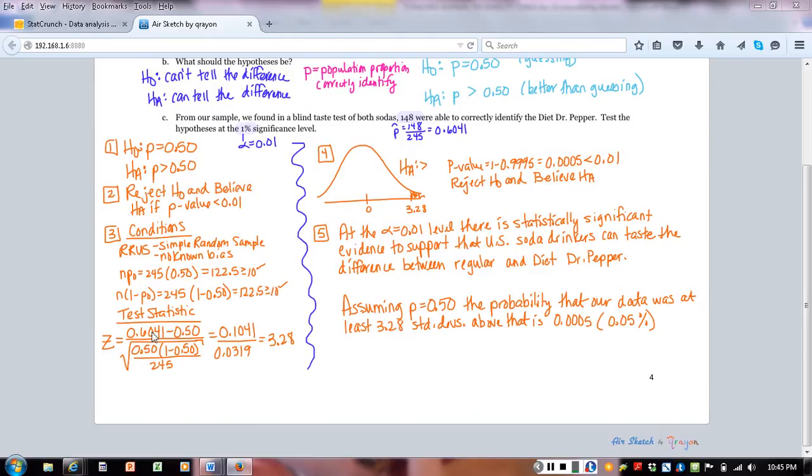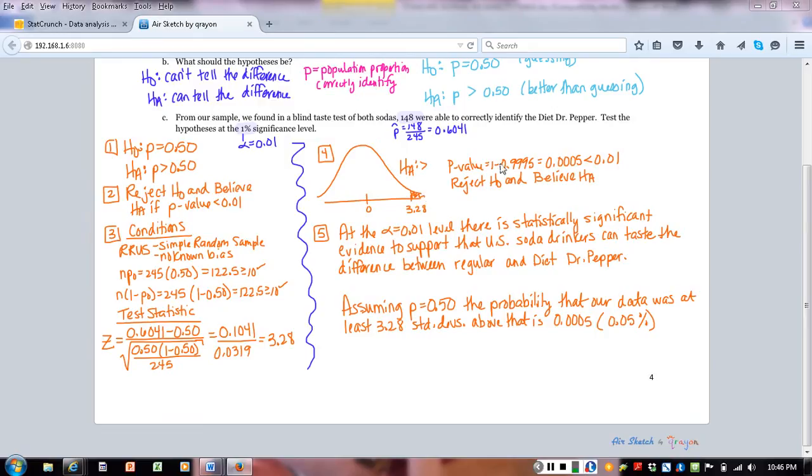Our test statistic starts with our p hat, which was the 148 out of the 245. So we get 3.28 for our test statistic. Step 4, drawing our picture, centered at 0. Number we just put on there. Alternative is only looking in one direction, more specifically to the right.